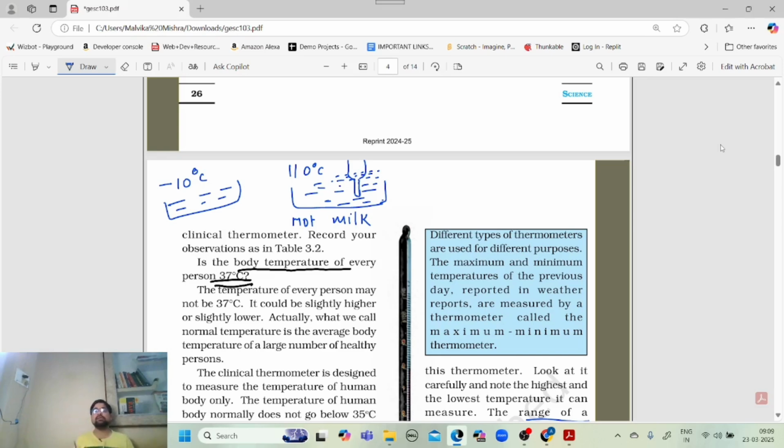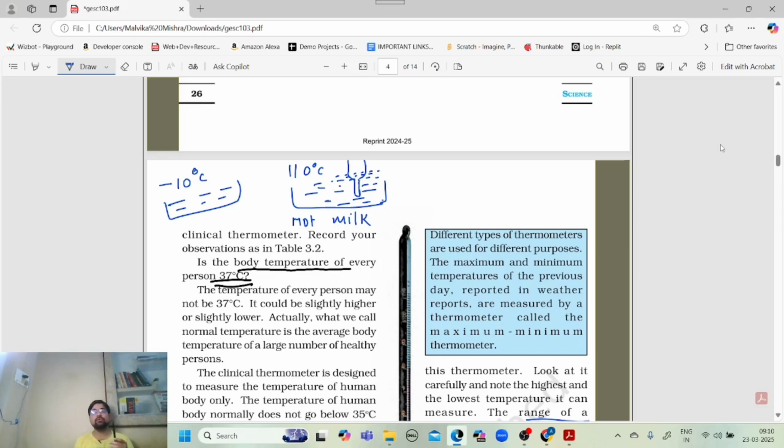So what is this difference? Actually, I want to ask you: what is provided in the clinical thermometer which is preventing the mercury level from falling on itself?